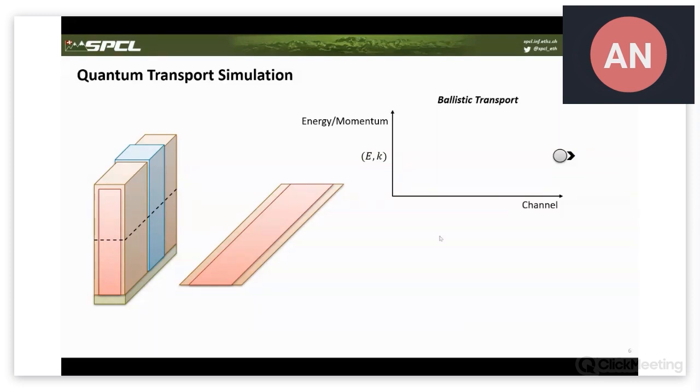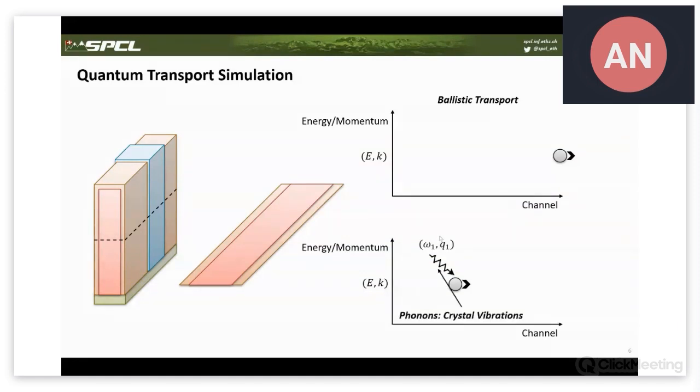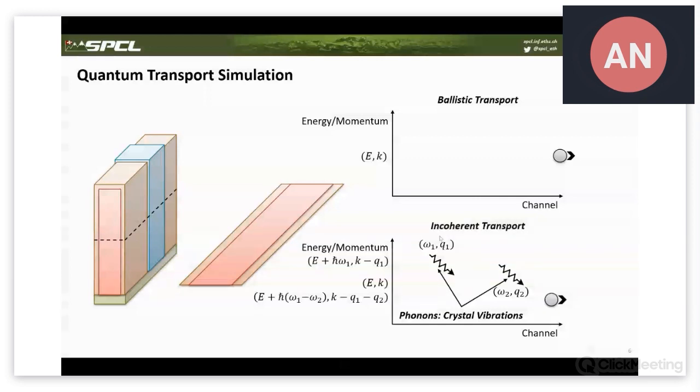Now, if we want to make a more accurate simulation, we have to forget about the above assumption and see what actually happens. As the electrons traverse the channel, they may interact with some other particles called phonons. Phonons are basically the result of crystal vibrations and are responsible for the heating of the material. So what can happen is the electron absorbs a phonon and moves to a higher energy state, or emits one and moves to a lower one. At the same time, it can change its momentum because the phonons also have a momentum. This is what we call the incoherent transport.